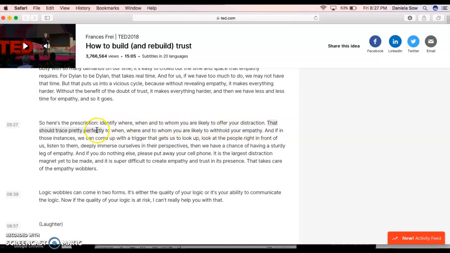That should trace pretty perfectly to when, where, to whom you are likely to withhold your empathy. And then she sometimes uses "we." We can come up with a trigger that gets us to look up. So that kind of language is super inviting. It's not as hardcore as giving an actual direct command. It's a little bit softer in language.